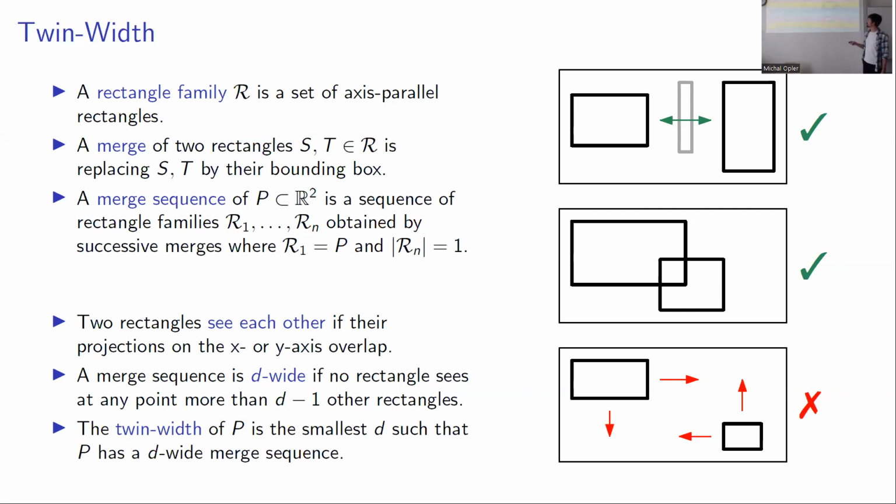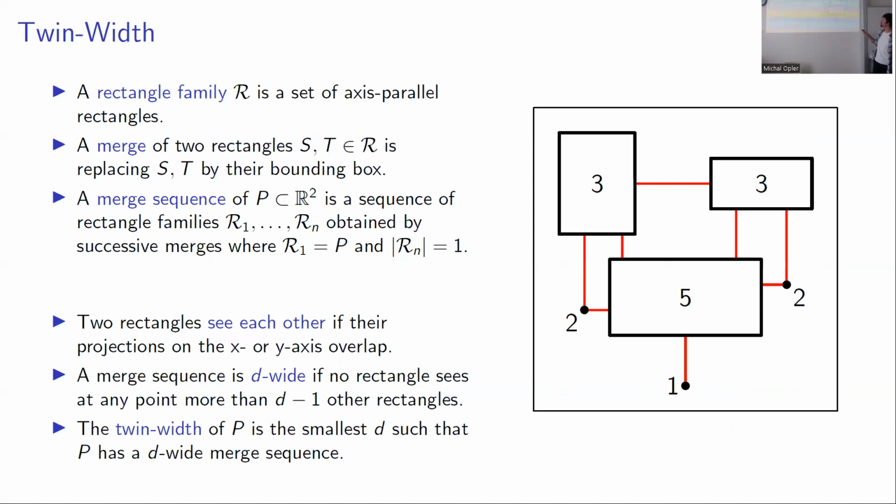And then we say that a merge sequence, this sequence of rectangle families, is d-wide if at no point does any rectangle see more than d minus 1 other rectangles. So we have a rectangle family like this. This one sees 3 rectangles, this one sees only 2 rectangles, this one sees 5 rectangles. Meaning that if this rectangle family was in our merge sequence, it must have been at least 6-wide, because there is some rectangle that sees 5 other rectangles. And the twin-width is just the smallest d such that there is a d-wide merge sequence.